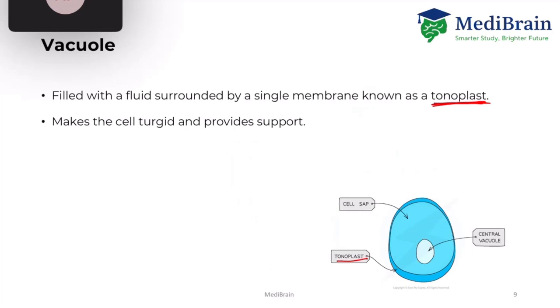Okay, so it makes the cell turgid and provides support. It doesn't have the normal cell wall. It has a special single membrane called a tonoplast, and it makes the cell turgid and provides support. The vacuole function, it's a temporary store of sugar and amino acids, as you know.